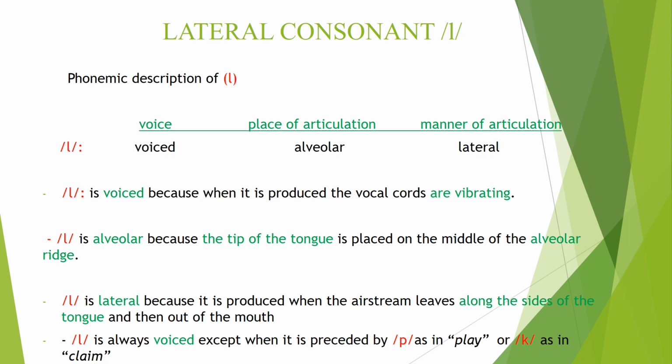The lateral leh consonant is phonemically described as voiced, alveolar, lateral. Leh is called voiced because when it is produced, the vocal cords are vibrating. Leh is alveolar because the tip of the tongue is placed on the middle of the alveolar ridge. Leh is called lateral because it is produced when the airstream leaves along the sides of the tongue and then out of the mouth.